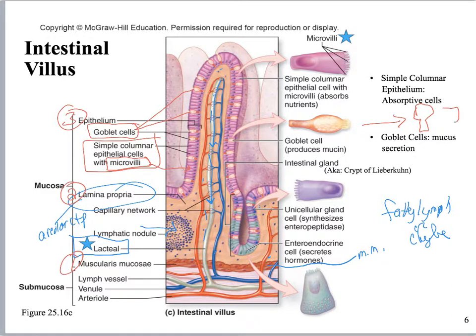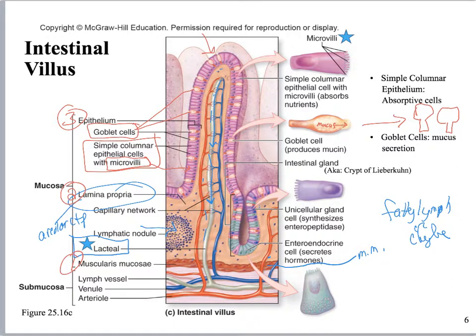So imagine a cup. Now, you know I don't do a lot of drawing. This is a cup. Another word for cup is a goblet. So it looks like a cup, and that's why it's named that. All of this stuff in here is mucus, and so it secretes a nice thick coating of mucus onto the surface of those villi. So this whole thing is the villus.